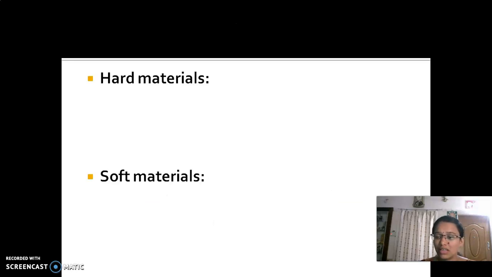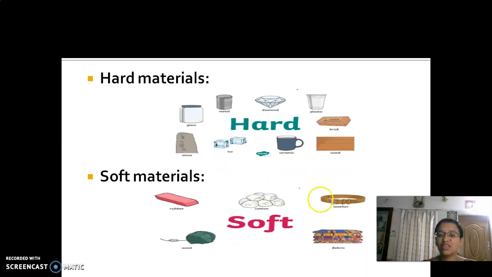Give me some examples of hard materials. Table, yes, very good. Chair, and then rock. These are all hard materials. And soft materials: cloths, erasers, cotton, sponge. These are some examples of soft materials. We have discussed two properties: one is appearance, that is lustrous or non-lustrous, and then hardness, that is hard or soft.